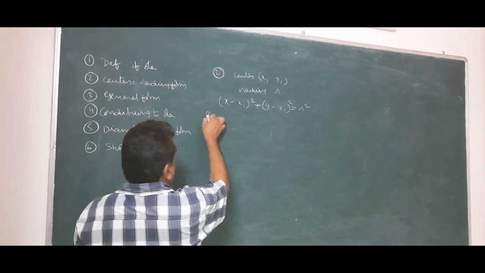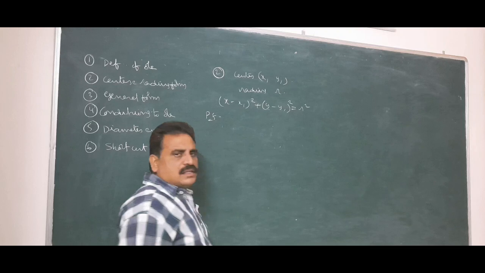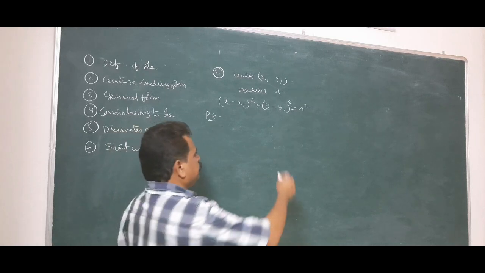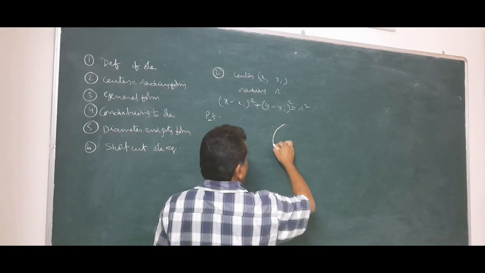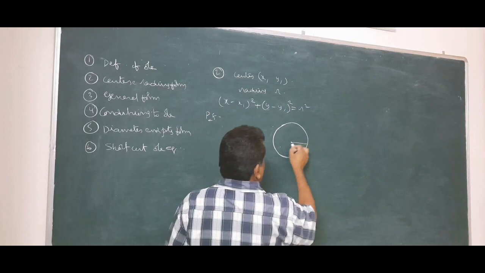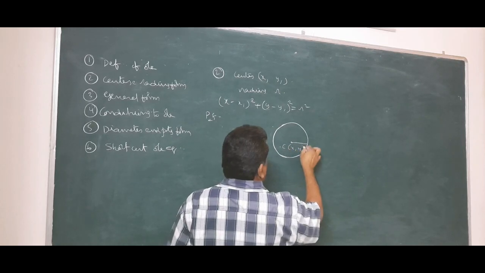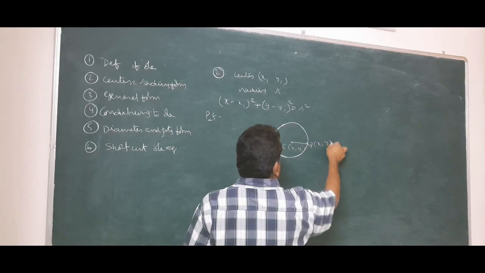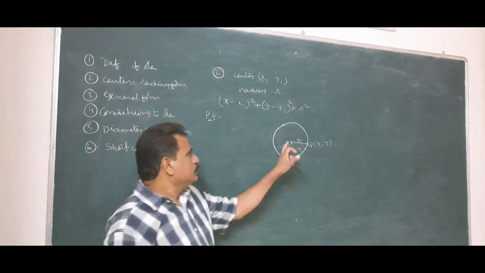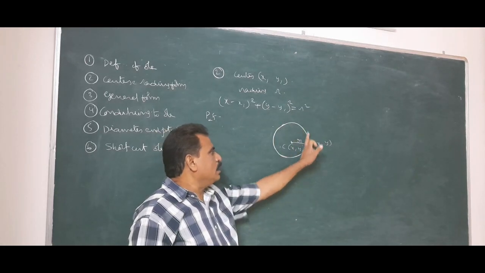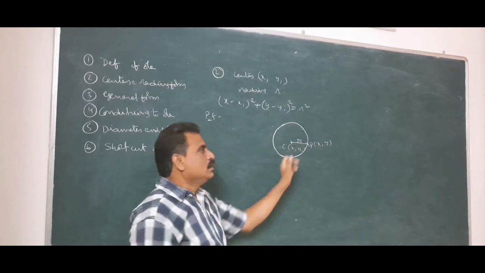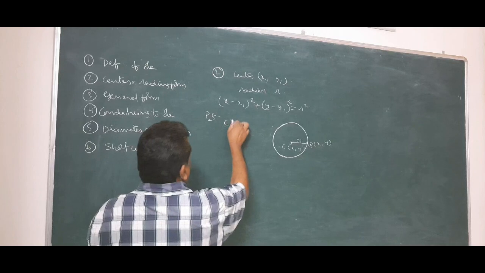How to prove this? Simple proof. The locus of the points is a circle which moves in a constant distance from fixed point. x1, y1 is center, C is x1, y1, P is any point on the circle, radius is r. The distance from center to any point on the circle is constant distance that is equal to the radius of that circle. Clearly, CP equal to r.